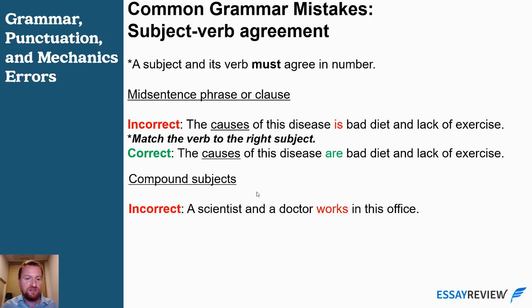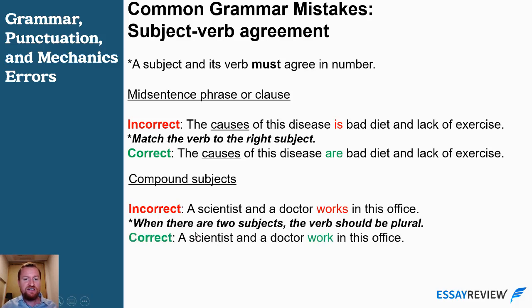When we use compound subjects, we can put an incorrect subject-verb agreement, or the subject and verb could disagree. So a scientist and a doctor works in this office. Same rule. We have "and," which combines them, and it becomes plural. A scientist and a doctor work in this office.